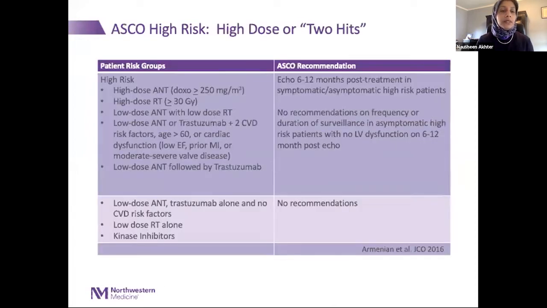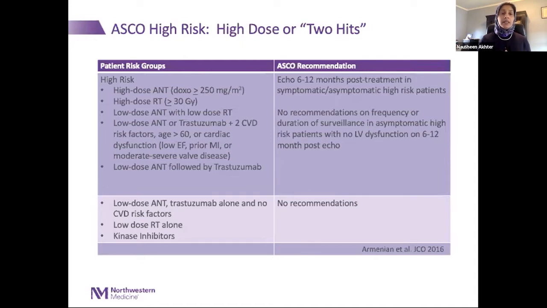The American Society of Clinical Oncology put forth this guideline statement in 2016, in which they defined patients at increased risk as those that have had high doses of either anthracycline or high doses of radiation, or those who have 2 hits. So those who've had lower doses of anthracycline and radiation combined, or lower doses of either with 2 or more cardiovascular risk factors, including older age, cardiac dysfunction, including low EF, prior MI, or moderate to severe valve disease.